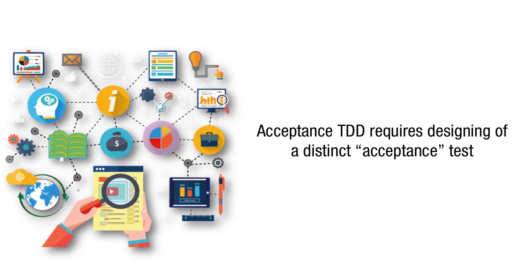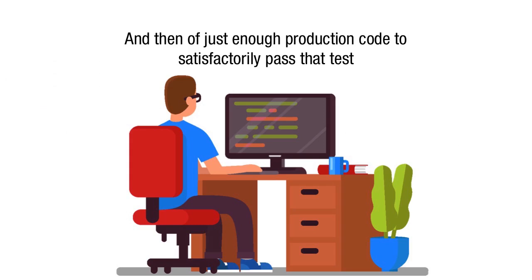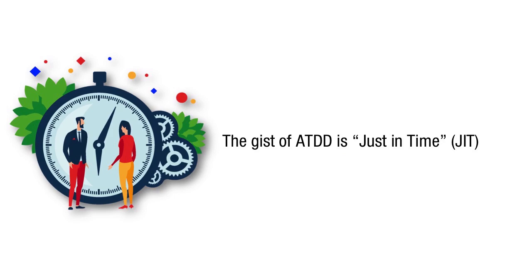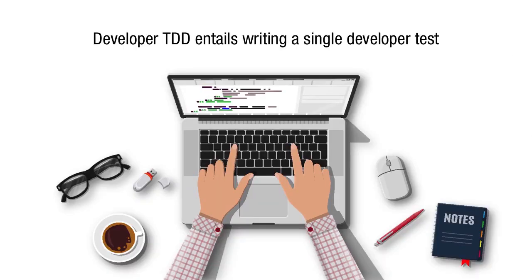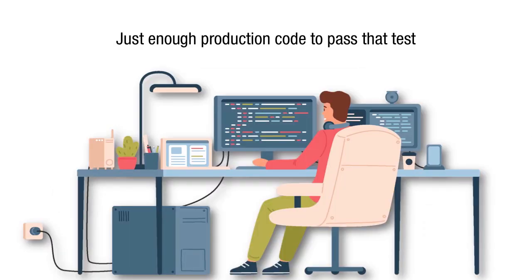ATDD. Acceptance TDD requires designing of a distinct acceptance test and then of just enough production code to satisfactorily pass the test. The gist of ATDD is just-in-time, or JIT. It is also known as behavior-driven development, or BDD. DTDD. Developer TDD entails writing a single developer test and then just enough production code to pass that test.